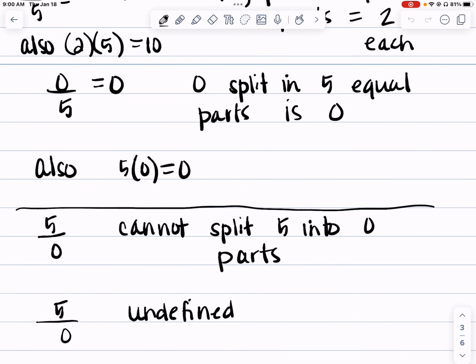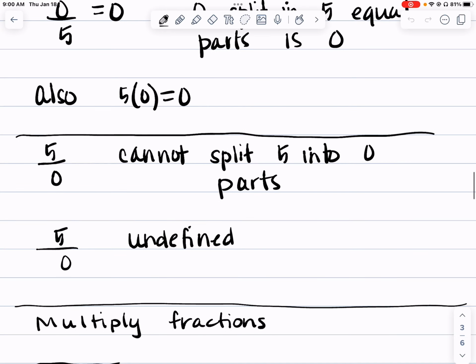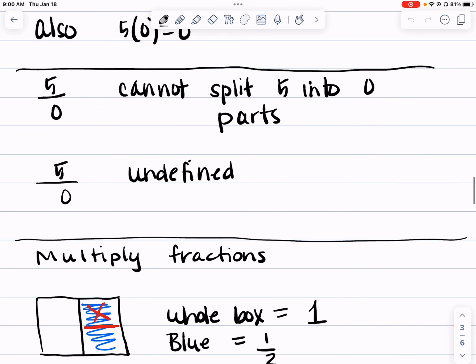So, dividing with 0. 0 divided by 5 equals 0. 0 split into 5 equal parts is 0. Also, we know 5 times 0 is 0. But 5 divided by 0, we can't split 5 into 0 parts. 5 divided by 0 is undefined, okay? So it's very important where the 0 is.